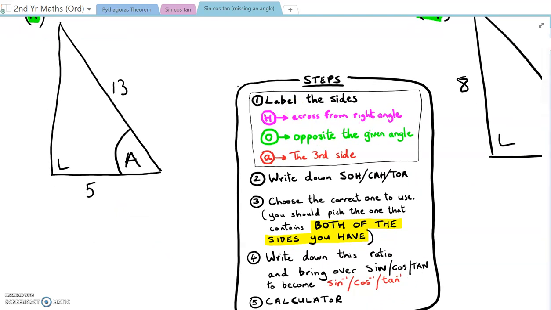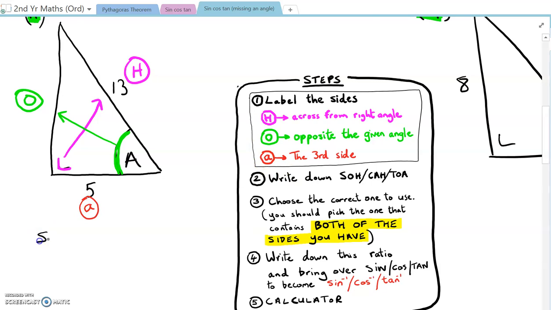Label the sides. There's my right angle. So over here is H. O is opposite the given angle. So this is the angle we're looking for, the given one that we've been asked to find. So over here we call that O. And then A is the third side. So this side down here is A. Step 1 is done. Write down SOHCAHTOA, and choose the correct one to use.